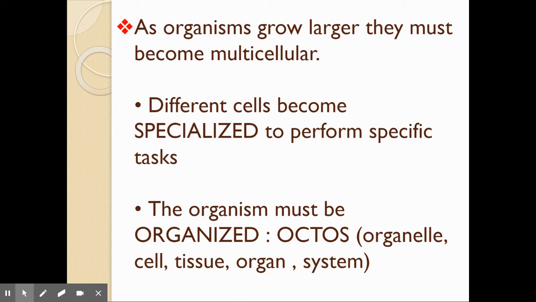So when we talk about an organism, we like to talk about it as organelle to cell to tissue to organs, then to system. That is how we're actually organized as a multicellular organism. Organelle being inside the cell. The cells make up tissues. Tissues make up organs, and organs make up a system.